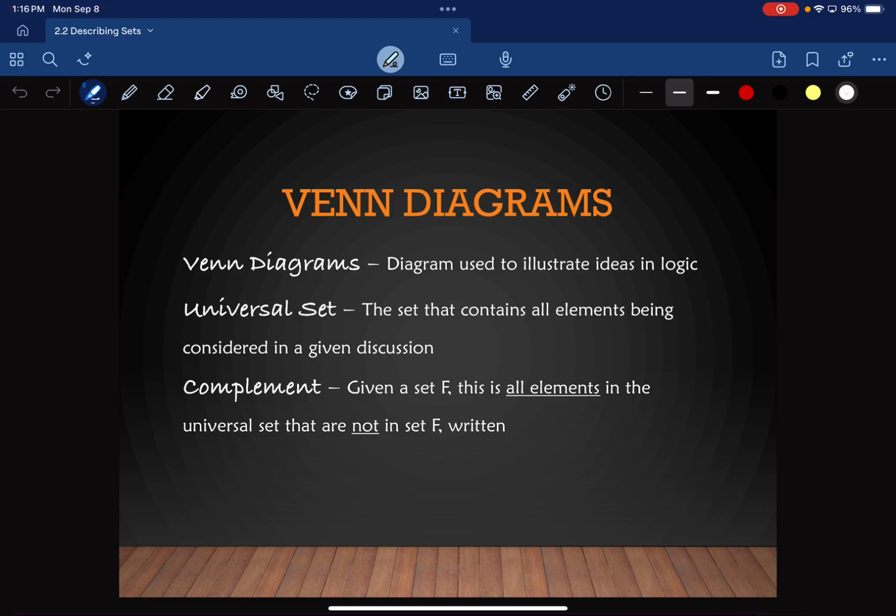Venn diagrams. So these are used, and not only in mathematics, but they are a diagram used to illustrate ideas in logic, which is why you see them used in more than just math. A universal set is the set that contains all elements that are being considered in a discussion.